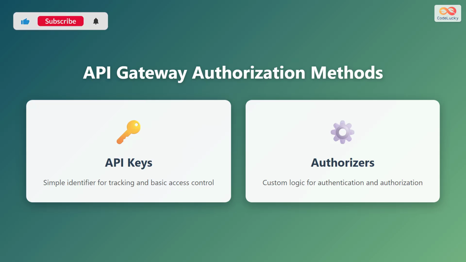API Gateway offers two primary authorization methods. The first method is API keys, which are simple identifiers used for tracking and basic access control. They're straightforward to implement and help you monitor who's using your API. The second method is authorizers, which provide custom logic for authentication and authorization. Authorizers give you much more flexibility and control over how you secure your APIs. Let's explore each of these methods in detail.